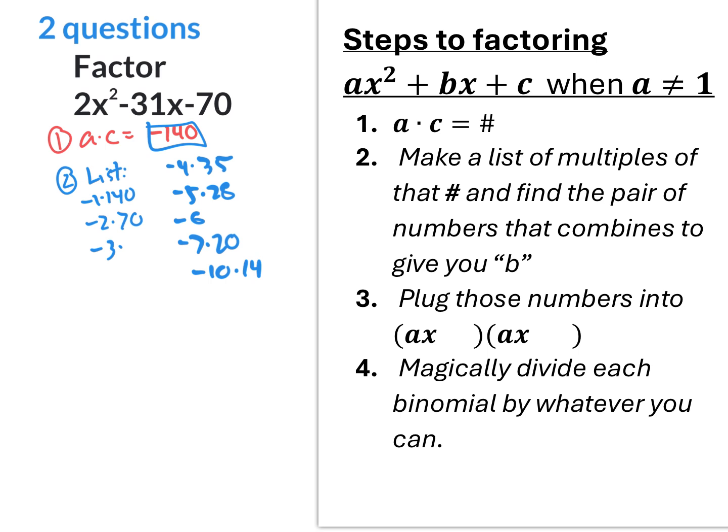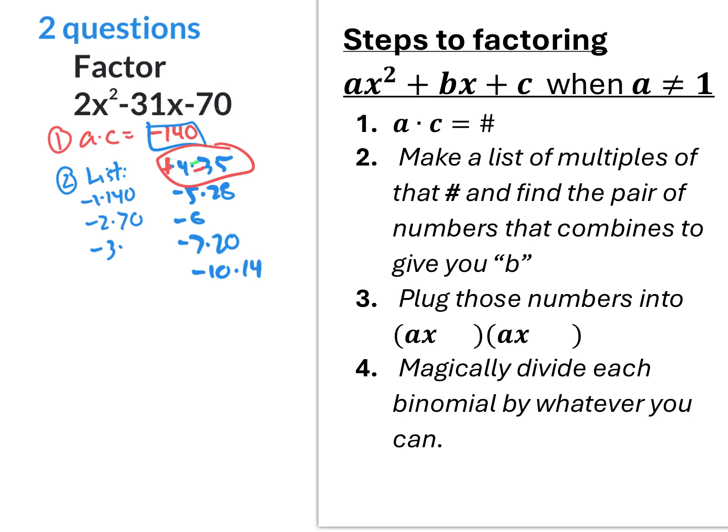So which pair of numbers, when you combine them, gives you the middle value, which happens to be negative 31? Well, right here, negative 4 plus 35 will be 31. So that is the right numbers, but you've got to change the signs because negative 4 plus 35 is positive 31, and we want a negative 31. So we have the right numbers, just the wrong signs. That'll be a plus 4 and a minus 35.